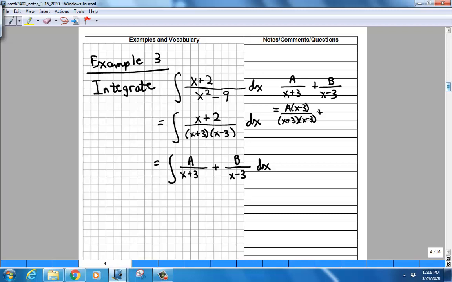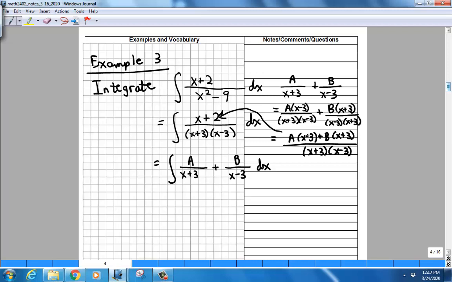And then also multiply the second fraction by (x + 3)/(x + 3). And so now you have two fractions with the same denominator, right? So you can add them together. So you have a times (x - 3) plus b times (x + 3), right, is equal to (x + 3)(x - 3). And remember, that has to be equal to this original fraction, right?